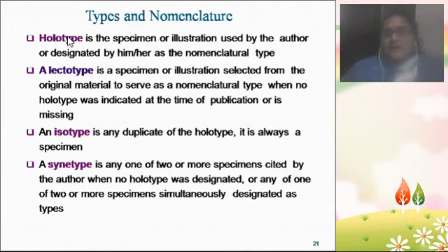The first one is the holotype. Holotype is the specimen or the illustration used by the author or designated by him or her as the nomenclature type. So suppose a person goes, collects a plant, and describes that plant and gives an explanation, then that plant is called the holotype.